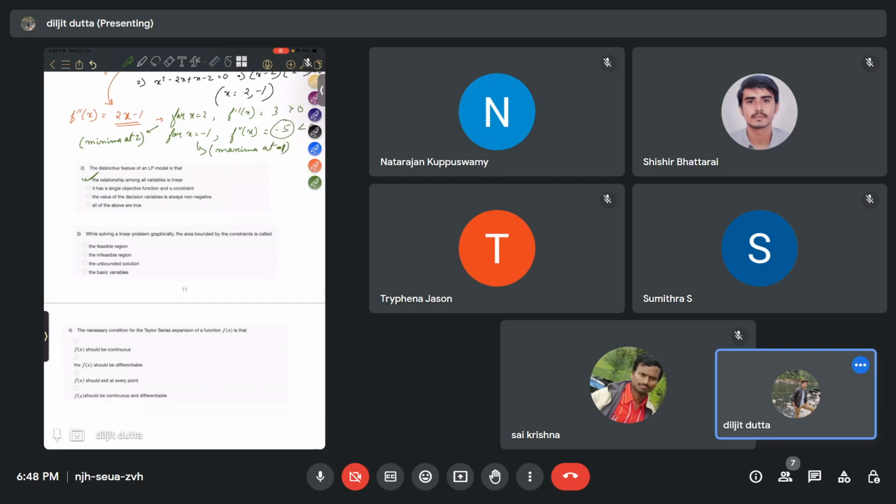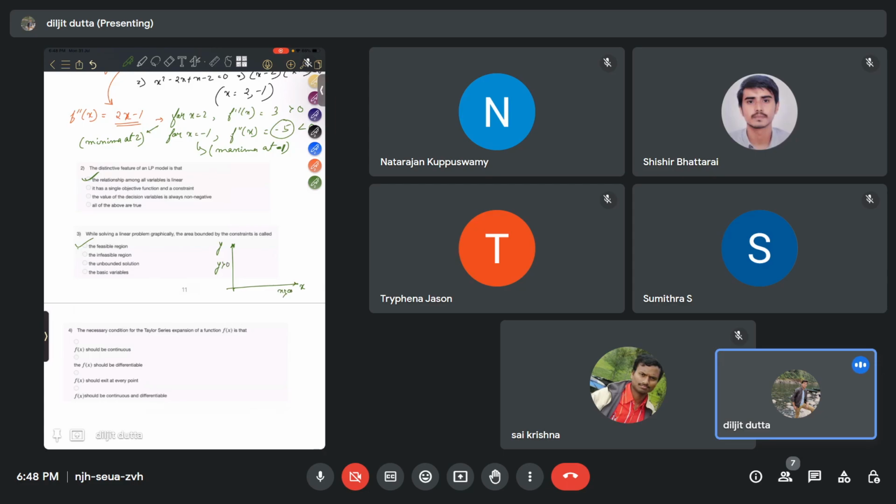And the third question, these are basic questions and basic concepts. While solving a linear problem graphically, the area bounded by the constraints is called the feasible region. So you have a problem. If we are taking only two variables, we will be having only this region, because all the variables should be greater than 0. So this is the part where x is greater than 0, and this is the part where y is greater than 0.